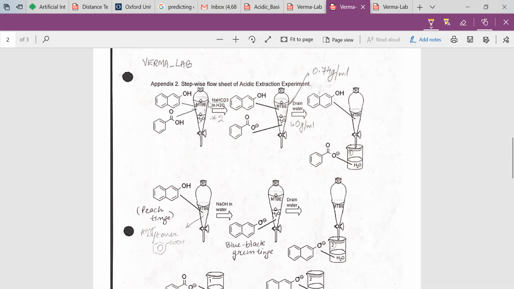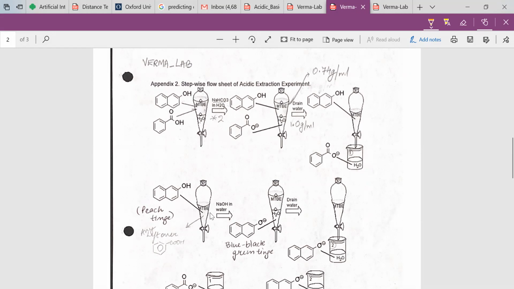So once you have your MTBE mixture in which you have the aqueous solution added, we will add sodium bicarbonate first to selectively react the sodium bicarbonate with benzoic acid and not with 2-naphthol. So only the benzoic acid will be converted into its corresponding anion and it will then migrate to the aqueous layer. Once it migrates there, you can drain it out and collect it in beaker 1.